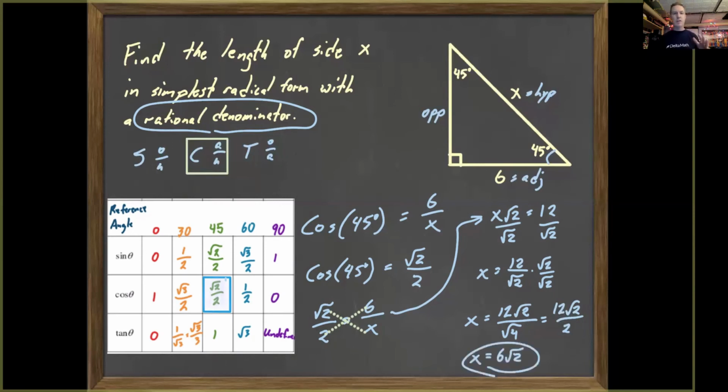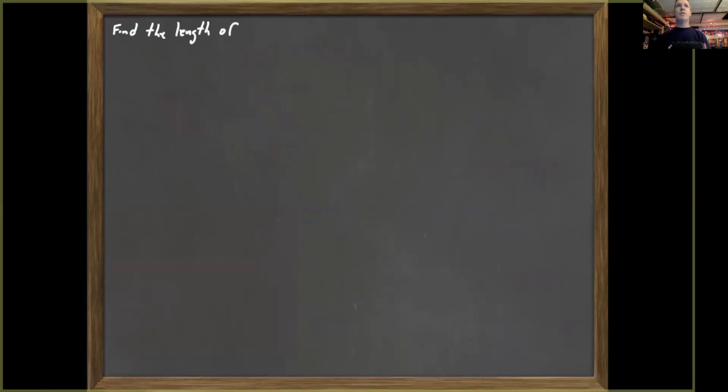So some of them can be a little tricky. Some of them are a little easier. You'll see as we go through some Delta Math examples. So that's the first one. The next one I wanted to look at: find the length of side x in simplest radical form with a rational denominator.